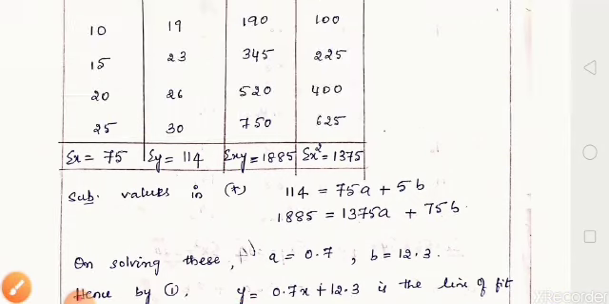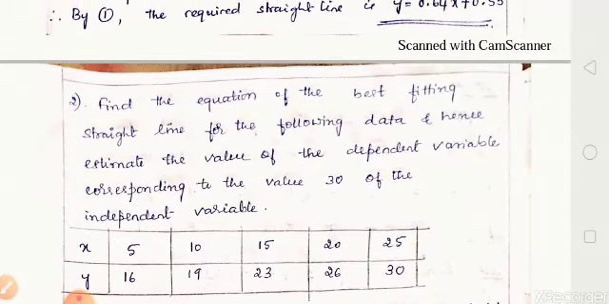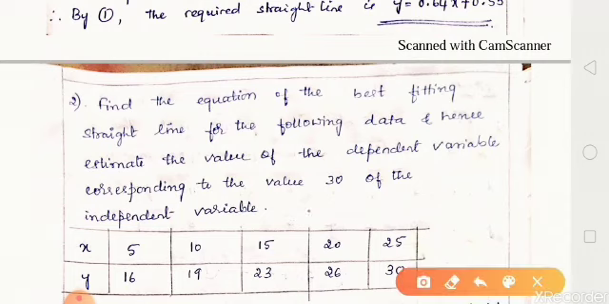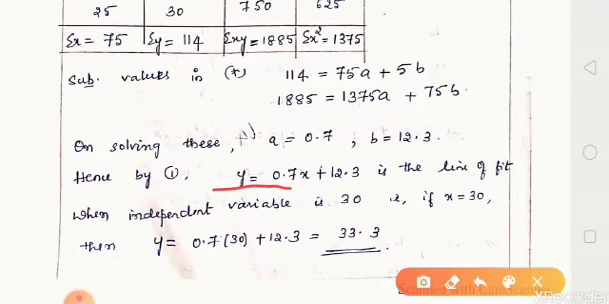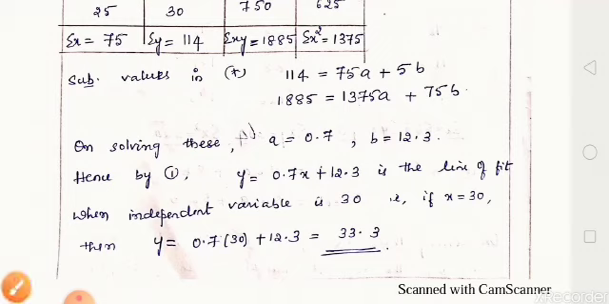Here one more sentence is there in the question, that is, we have to estimate the value of dependent variable when the independent variable is 30. So when x equal to 30, what is the value of y is the question. We have calculated the best fitting straight line. In that we will put x equal to 30. So when x equal to 30, value of y is 33.33. So this will give value of dependent variable when independent variable equal to 30.